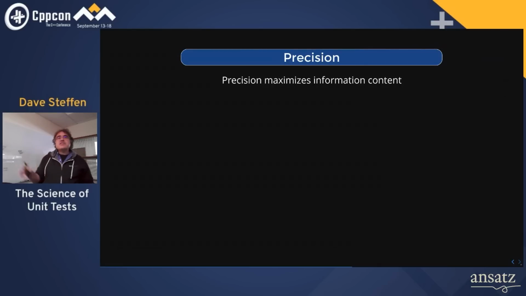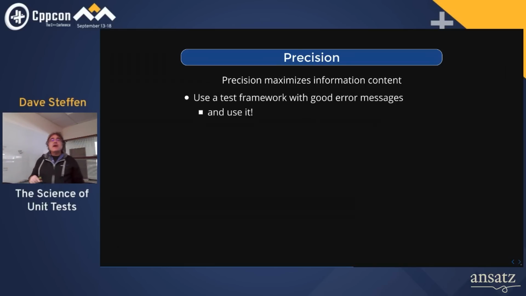Now, what precision means in this context is that any given measurement gives you a lot of data. You get a lot of information from doing whatever it is you're doing. So the most obvious thing here is just use a unit test framework that gives you good messages, and make sure you're using it to give you good messages, so that if you detect a bug, it tells you, here's the file, here's the test case, here's the line number, here's the assertion that failed.